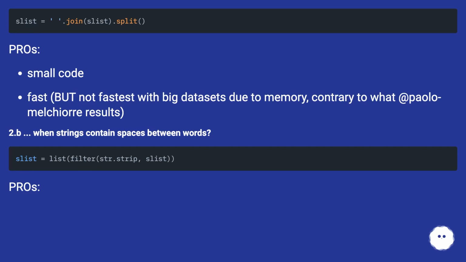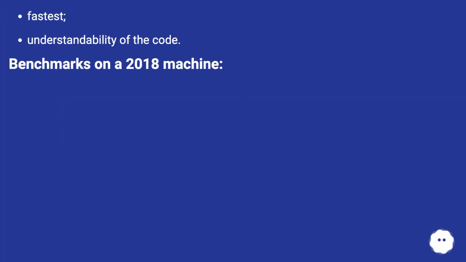2.b, when strings contain spaces between words. Pros: fastest, understandability of the code. Benchmarks on a 2018 machine.